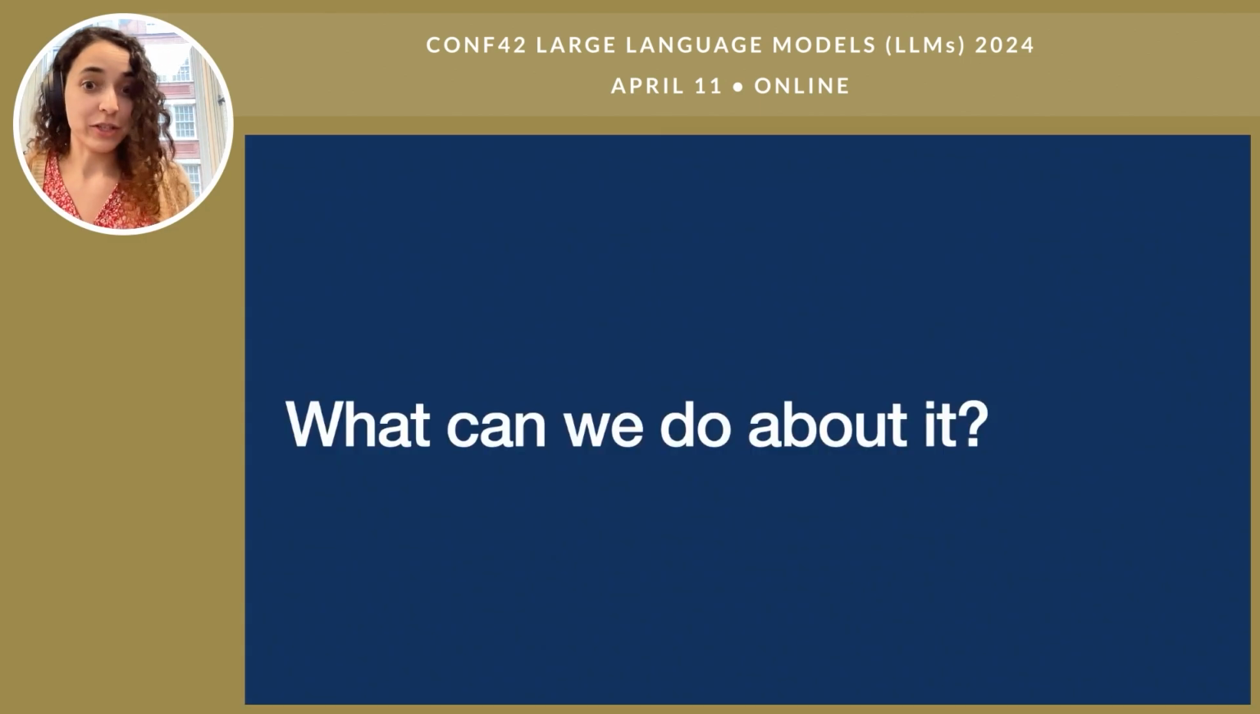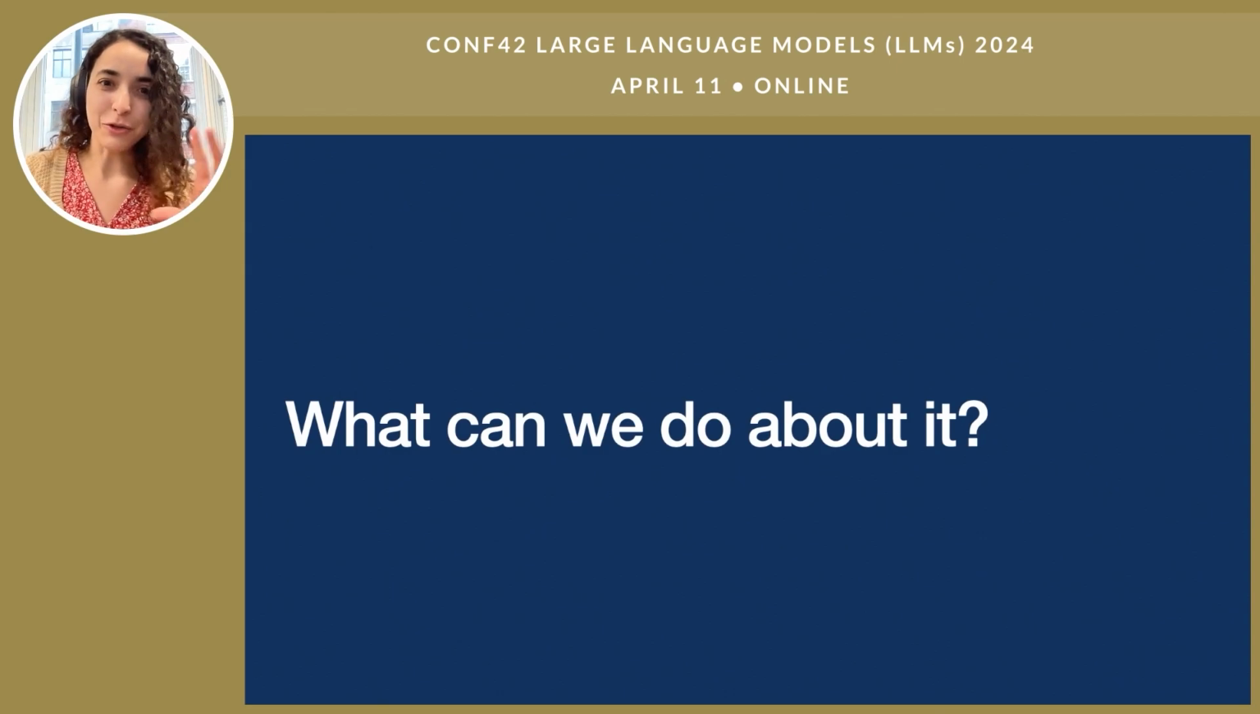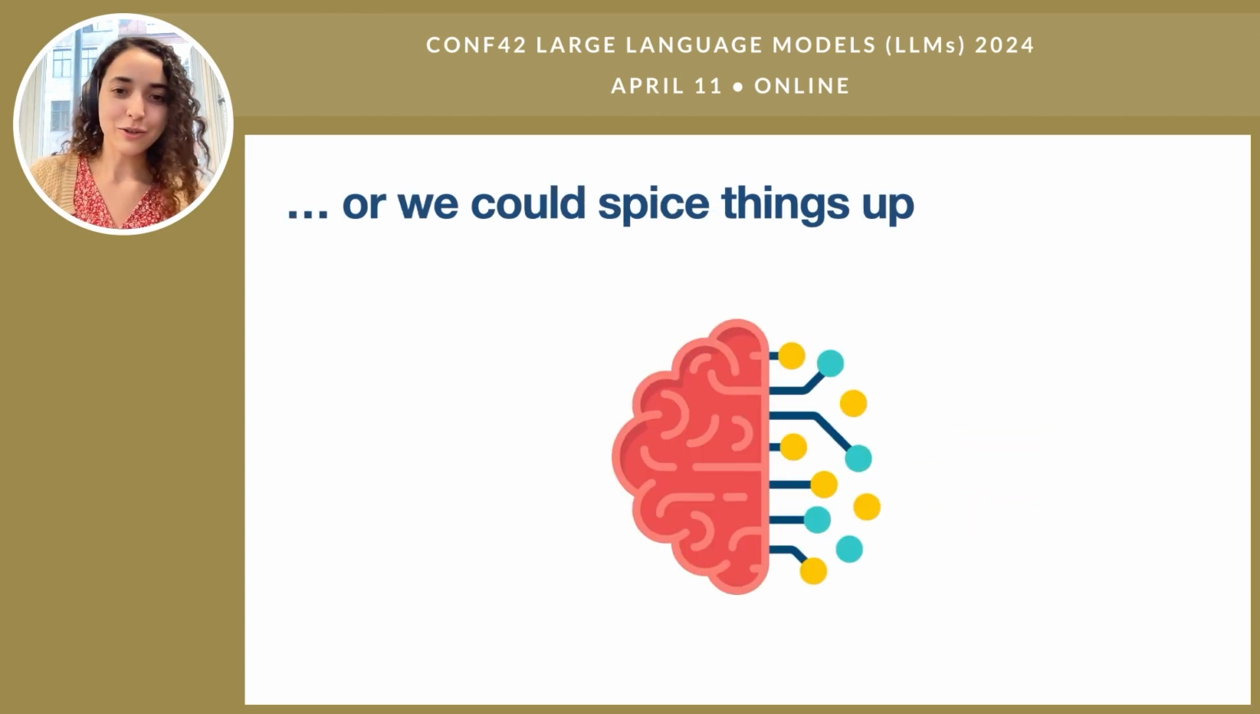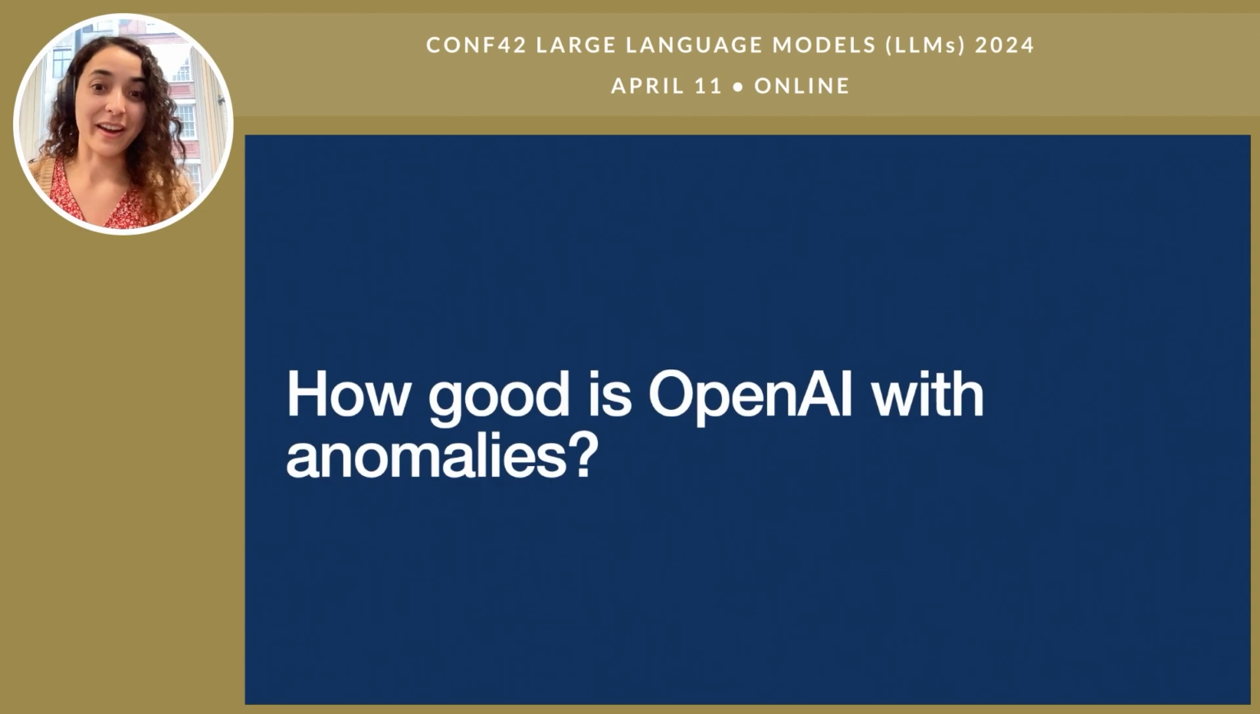So the question is, what can we actually do about it? First off, before jumping into LLMs, I do want to say that there are existing tools that help you with data observability, that help you try and detect the data quality issues that you have. Siffle and Elementary are 2 of those that are already out in the market and can be used. They really help you to observe the quality of your data. Or, you could spice things up a little, which is what we're going to be doing in our case. We're going to be using OpenAI and seeing if it's good as an anomaly detector.